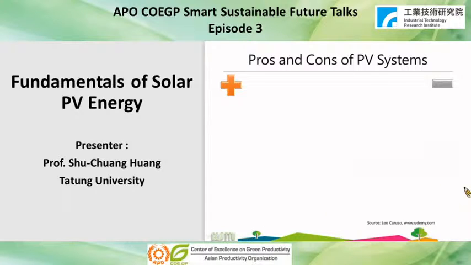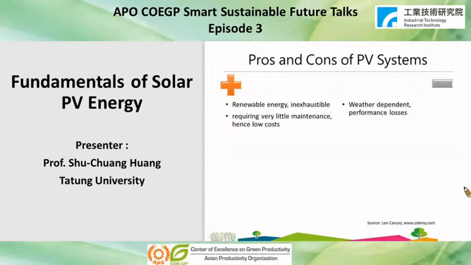So here are the pros and cons of PV systems. The PV system is renewable energy. It's inexhaustible. However, the performance can be lost during a cloudy day or rainy day. It requires very little maintenance, hence its low cost. However, it needs a high initial cost, about $3.18 US per watt.